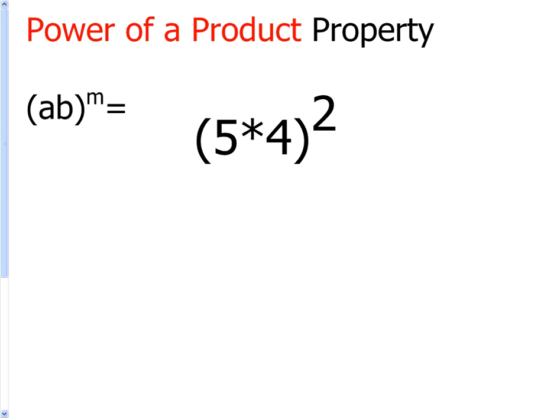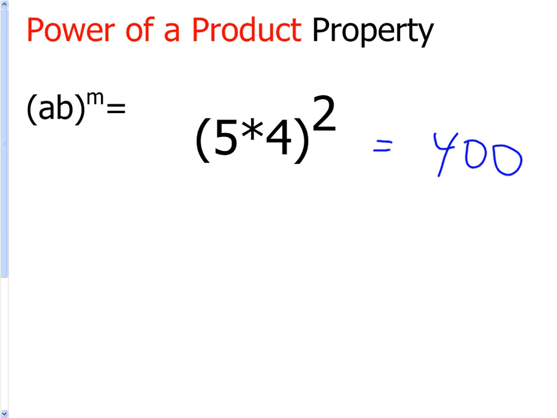Okay, next one, power of a product property. I can do this. Some of you might be saying, I can just take 5 times 4 is 20, and 20 squared is 400, and the answer is 400. And you're right. So what's the point of having any property? Well, because sometimes this isn't a 5 and a 4. Sometimes it's an M and a Q. And you need to know what to do if this was like variables in here.